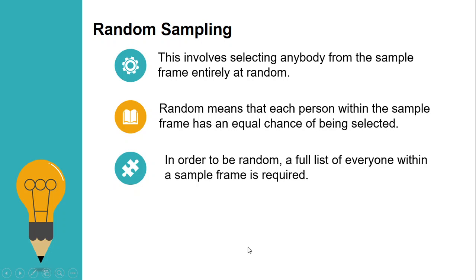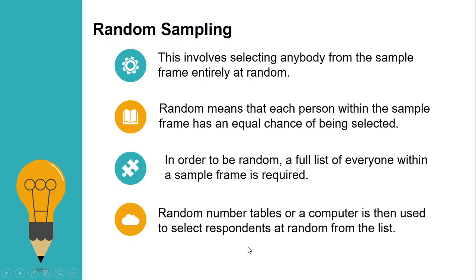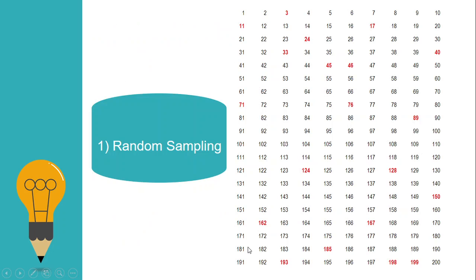In order to be random, a full list of everyone within a sample frame is required. When we are doing the sampling, we require the full list of the target population to choose a random sample for our research. So that's why the list of respondents is very important for selecting the sample by chance.